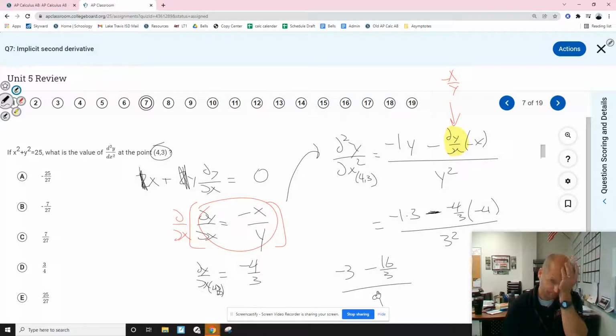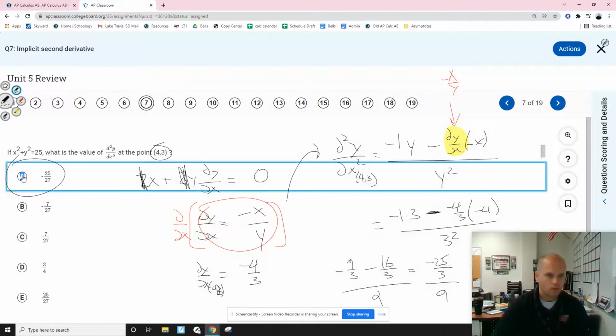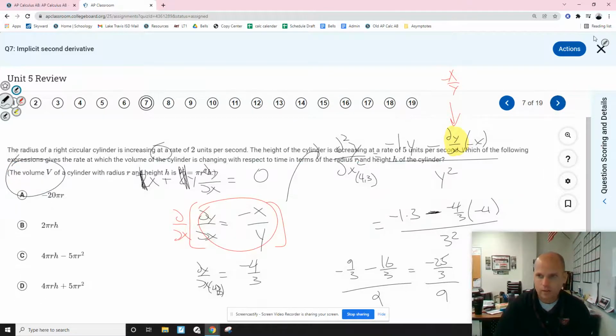Great. Awesome. All right, negative 3 is negative 9 thirds. This turns into negative 25 thirds. Dividing by 9 is the same as multiplying by 1/9. Negative 25 thirds times 1/9 is negative 25 27ths. Boom. Next question.